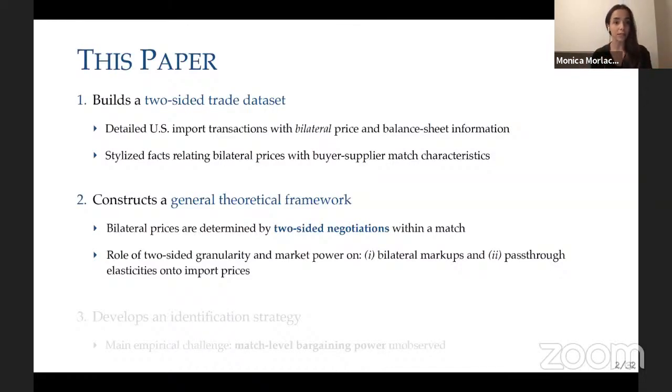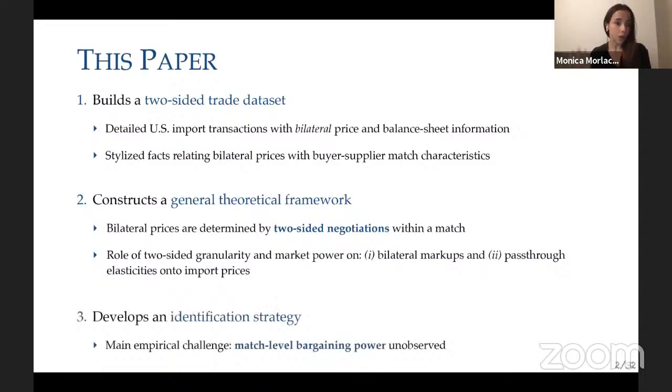This is going to be a pricing framework, so a partial equilibrium one, where bilateral prices are determined by two-sided negotiations between importers and exporters, which again feature concentration and market power. We're going to use this framework to characterize the role of two-sided granularity and market power on bilateral markups and pass-through elasticity onto import prices.